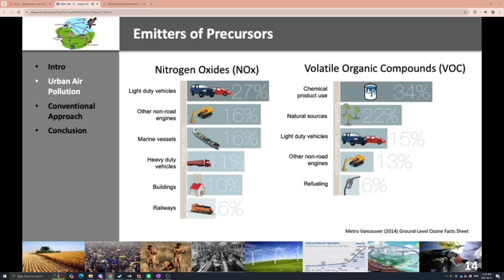Other sources of nitrogen oxides, the NOx, include non-road engines, so engines like lawnmowers and chainsaws, things that aren't on the road, generators, that sort of thing. Also ships out on the ocean, trucks, so the big long-haul trucks, furnaces of buildings, and railway engines. So anything that burns fossil fuels in Vancouver, well, anywhere, but we're talking about Vancouver, is emitting nitrogen oxides.